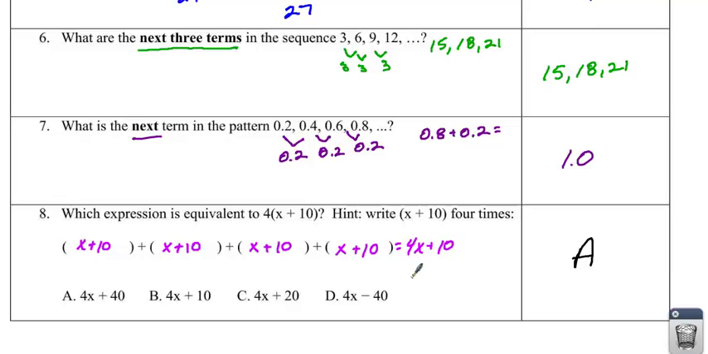You could also think of it as 4 times x plus 10, 4 times x, plus 4 times 10, which would be 4x plus 40.